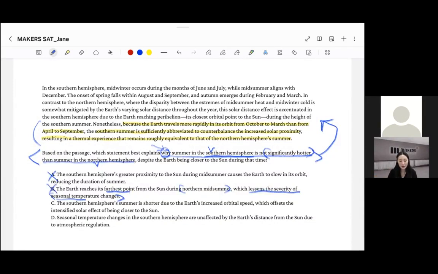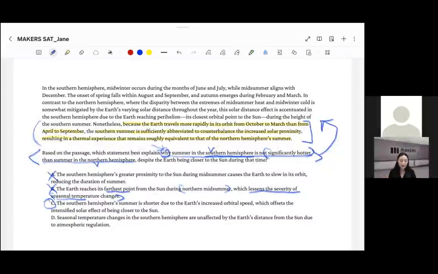C, the southern hemisphere summer is shorter due to the Earth's increased orbital speed, which offsets the intensified solar effect of being closer to the sun. This is correct. This matches the highlighted part exactly. Faster orbital speed, shorter summer, ultimately offsets increased solar intensity. All of that is accurately mentioned in C, making C the best option. If you take a closer look at C and the highlighted version, you would see that it is like a summary or paraphrase of the highlighted version, and that's exactly what detailed questions are.